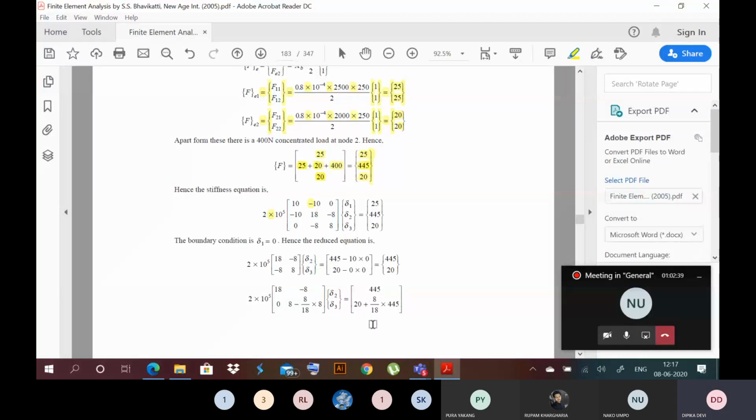Solve it for delta 2 and delta 3. R1 is removed. Then you get the solution of the displacement. Next, if you are asked to find out the reaction, you can use the first equation.